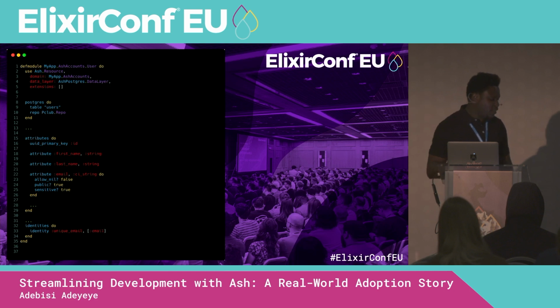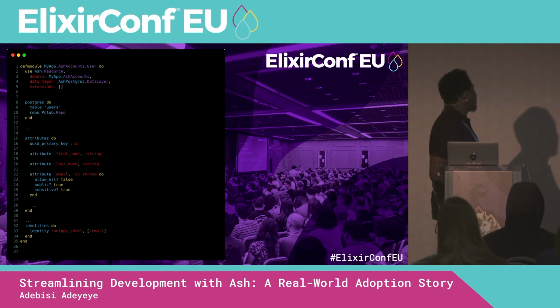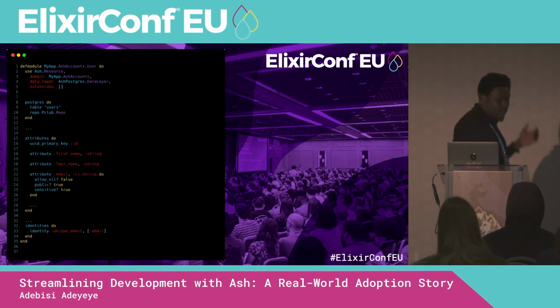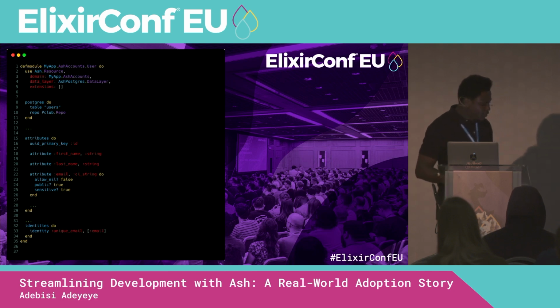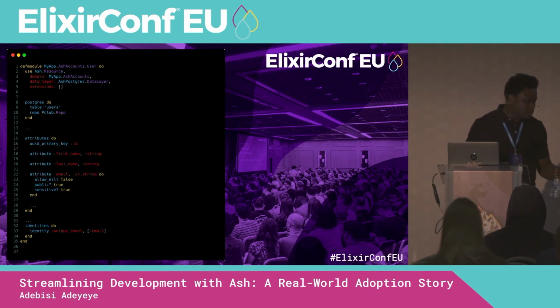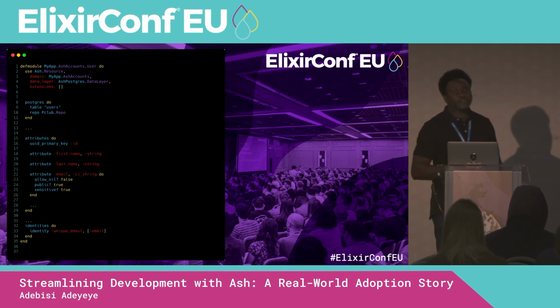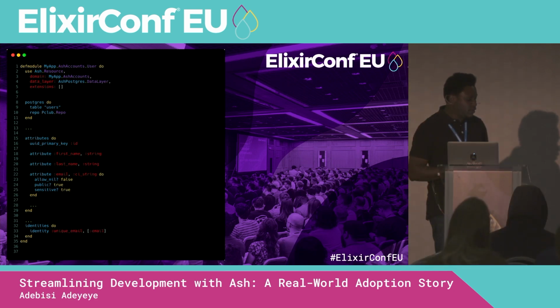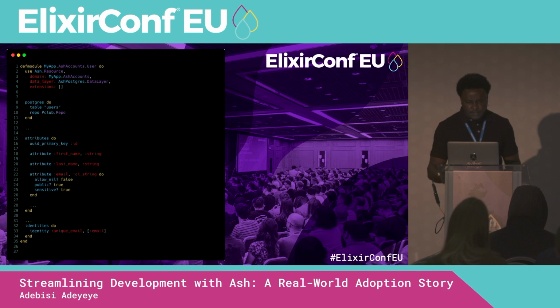So now we created a user resource that looks just like this. So we have the data layer described as Postgres here. Then the attributes, this is just a trimmed down version of what we have in our user schema. And then the identities there.